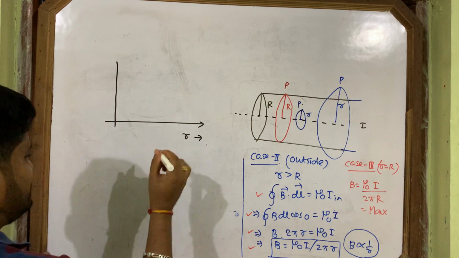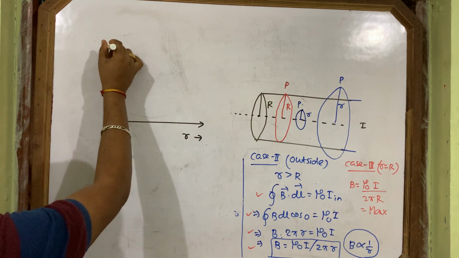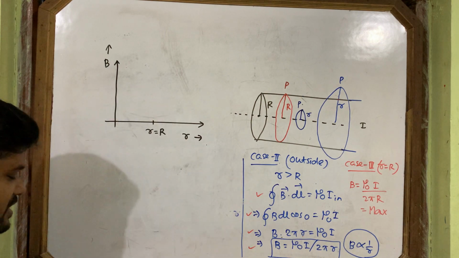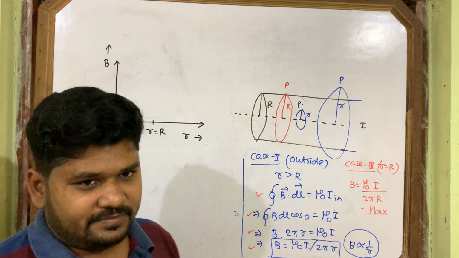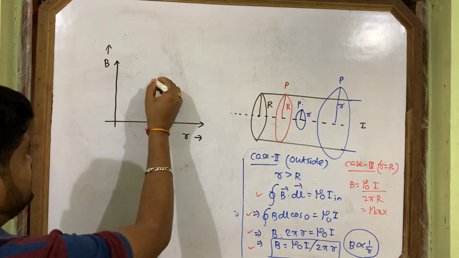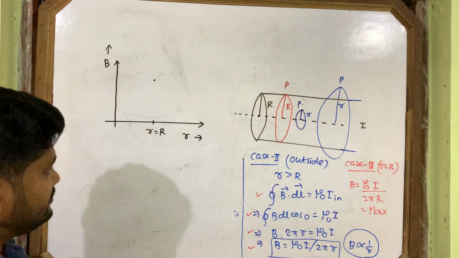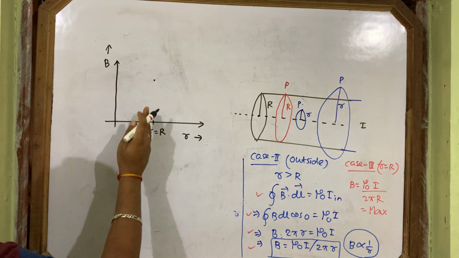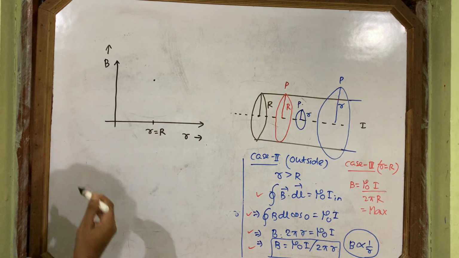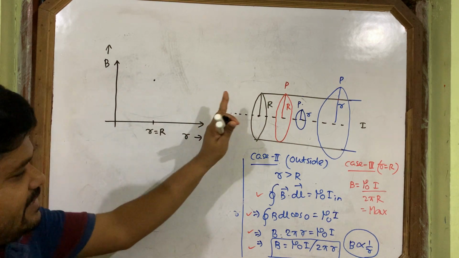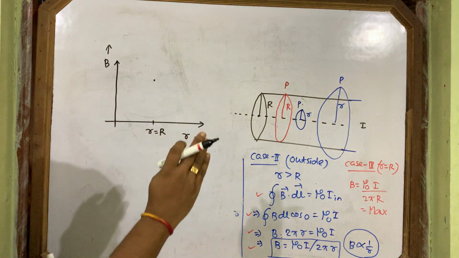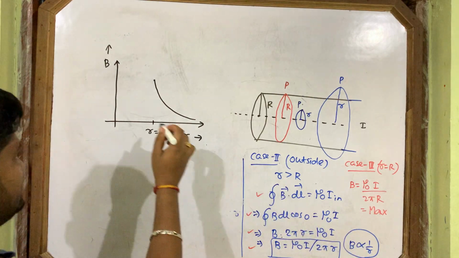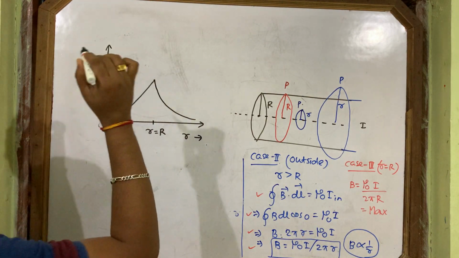This is r, the distance from the axis of the conductor. This is the magnetic field. Let's take a point on the surface of the conductor, r equal to R. On the surface, the magnetic field is maximum. If we go towards this side, it means inside, and this side means outside. Outside the conductor the graph is like this, an inversely proportional graph, and inside the conductor the graph is like this.